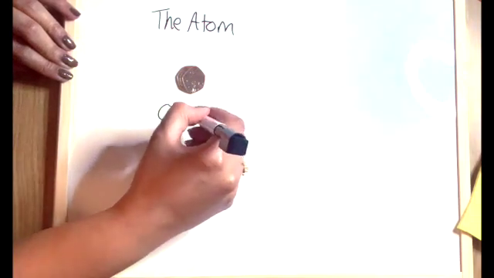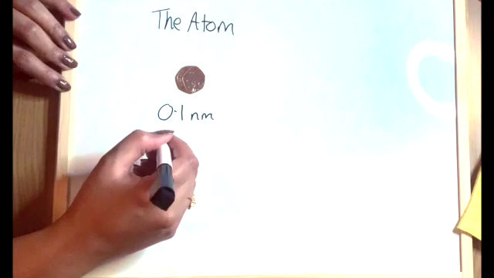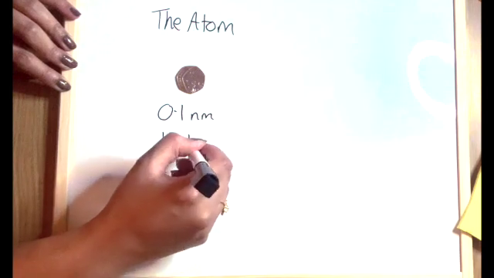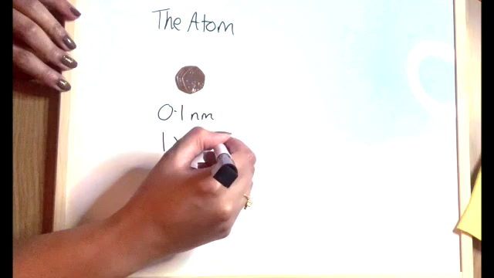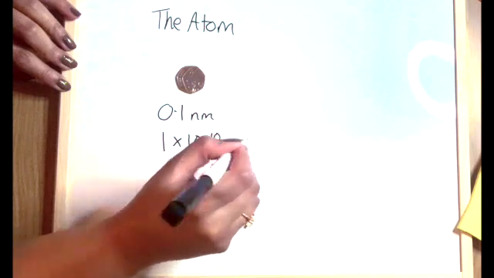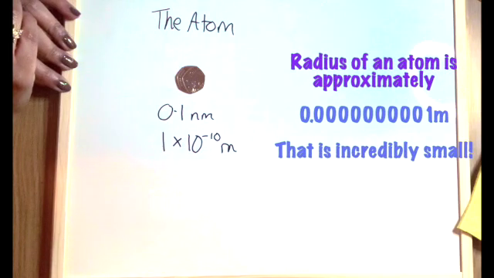0.1 nanometers. Now you might be thinking, I don't know what a nanometer is, but you would know what a meter is. In terms of a meter, that would be 1 times 10 to the minus 10 meters across. So that is extremely, extremely small.